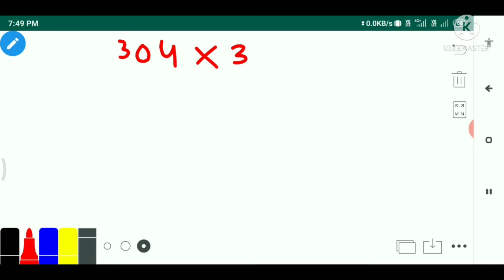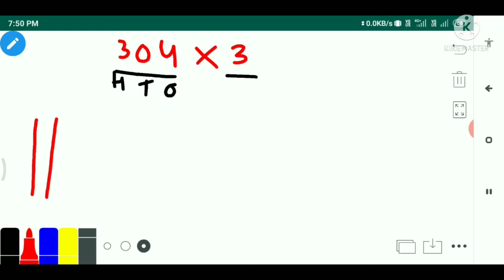Now we'll use some lines to represent the numbers. First we represent this number with lines, then this number with lines. As we know, this one is ones, tens and 100, so on the basis of place value we'll draw the lines. In the 100 place, 3 is written, so we draw 3 lines, 1, 2 and 3. This one is the 100 place.